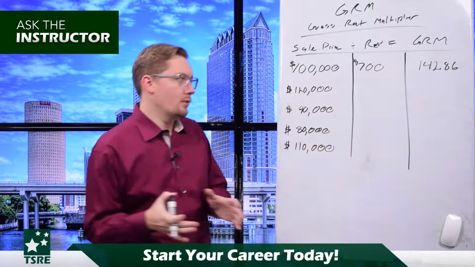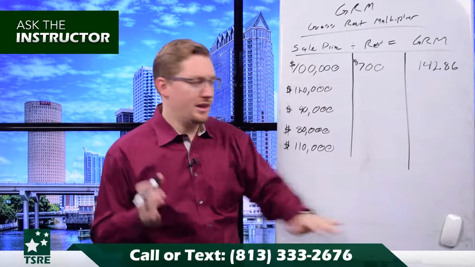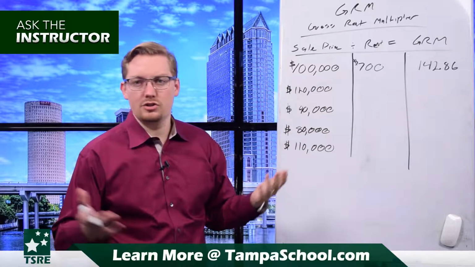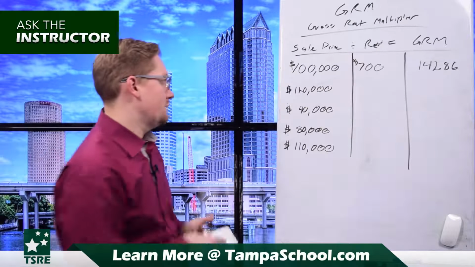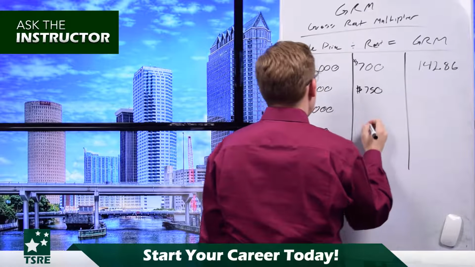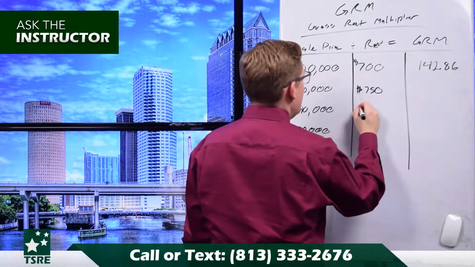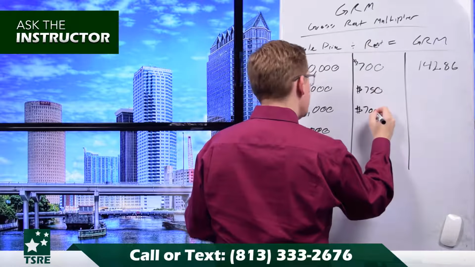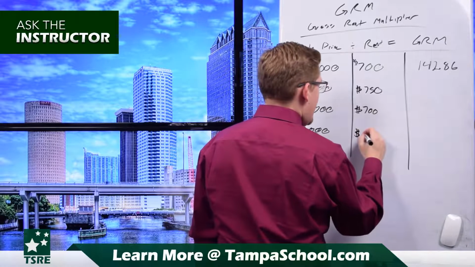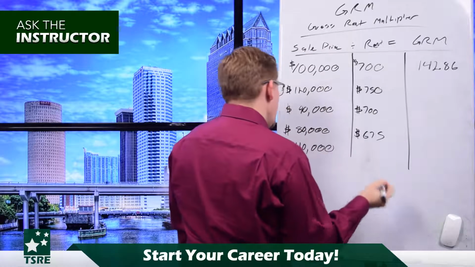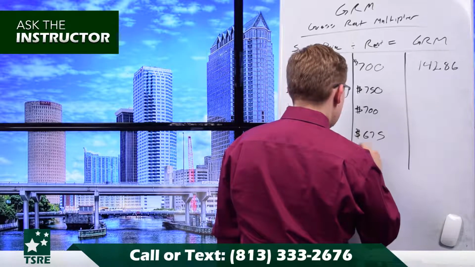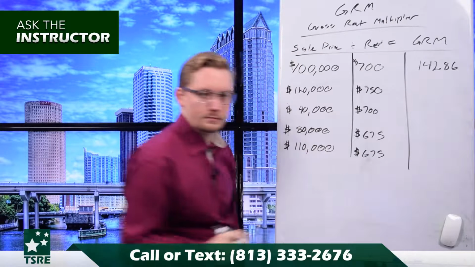Now notice how much closer these are clustered together. This is ultimately what you're going to want, and in theory, we should have numbers that are fairly close to what we've already come up with here, unless this rent is way out of the ordinary for this price point. Let's say the $120,000 property is renting at $750 a month. Let's say this $90,000 property is renting at $700 per month. Let's say this $80,000 property is renting at $675. And we'll say the $110,000 property is renting at $675 as well.